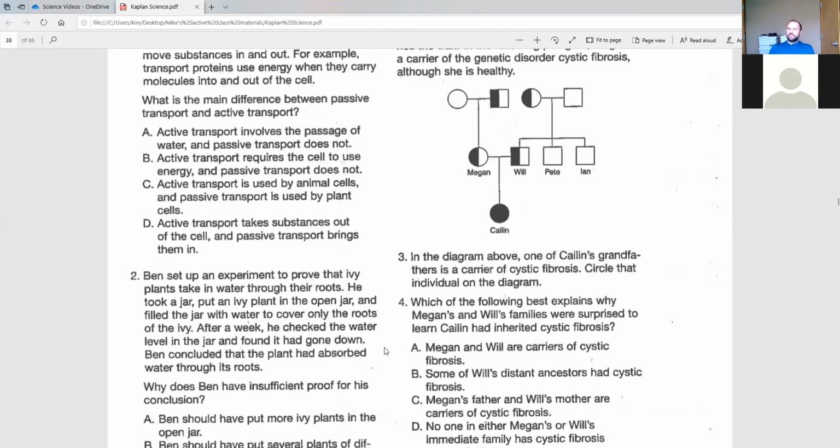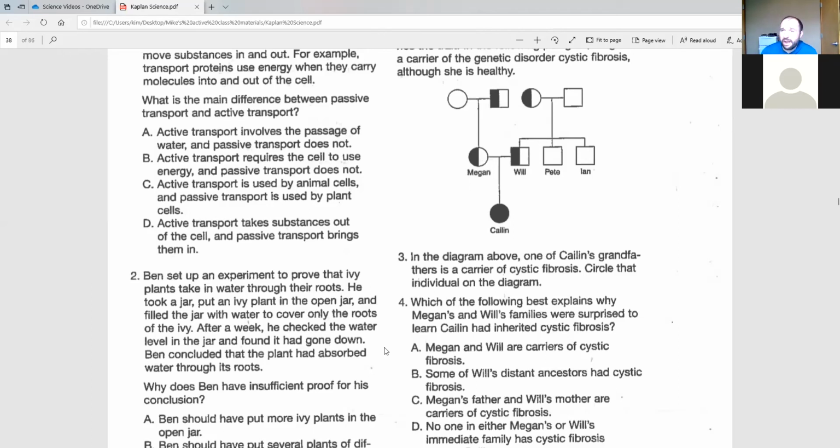Okay, so this is a good example of a question where they give you 4 true statements. In other words, all 4 of these things are true, right? Megan and Will are carriers of cystic fibrosis. Some of Will's distant ancestors did have it. Megan's father and Will's mother are carriers. And no one in Megan or Will's immediate family has it. So, if they're all 4 true, which one is correct? In other words, which one answers the question?